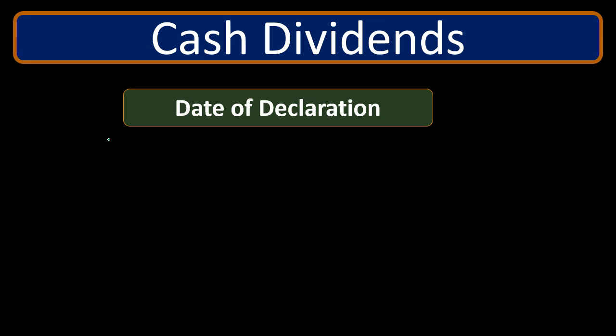Now, when we look at these 3 dates, remember that there's only 2 dates that actually have journal entries, which can be confusing. So the dividend process will have 3 dates, but transaction-wise, in terms of financial transactions, we will only have 2 dates. In other words, 2 journal entries that will be recorded along this process.